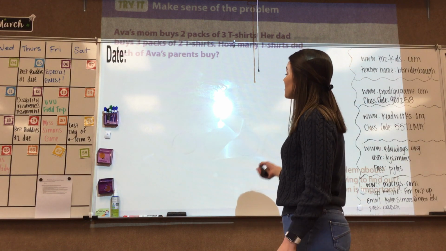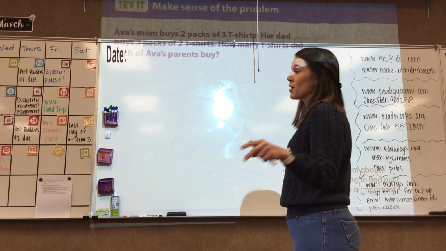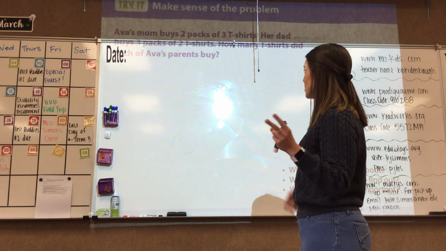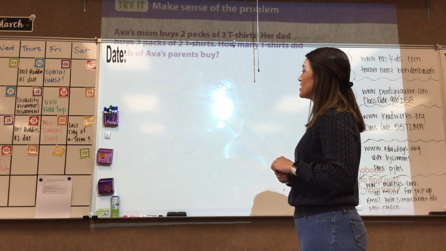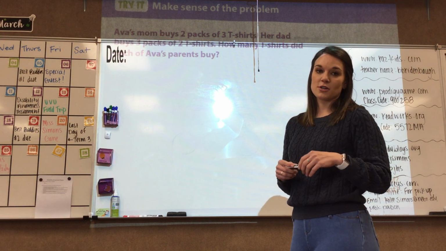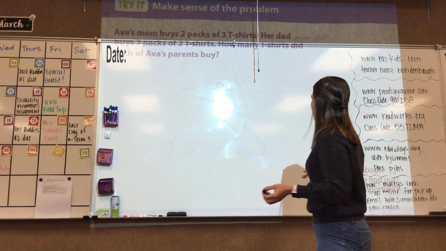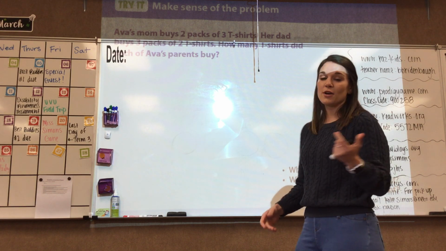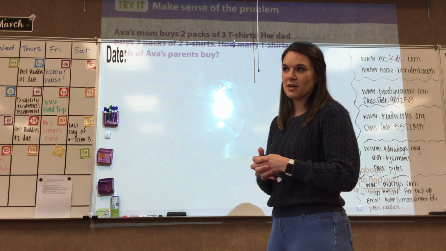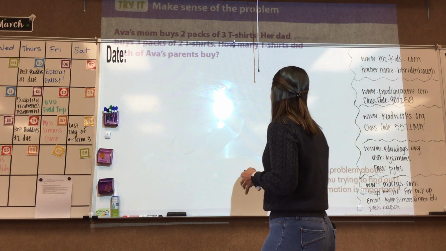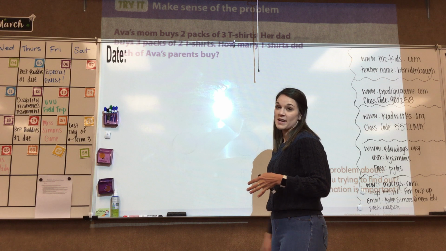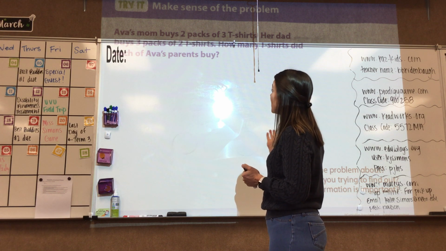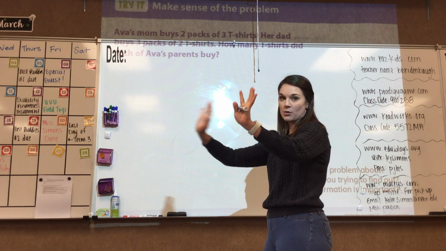All right. Ava's mom buys 2 packs of 3 t-shirts. Her dad buys 3 packs of 2 t-shirts. How many t-shirts did each of Ava's parents buy? Okay, so first of all, we have to look at what the problem is about. The problem is about Ava's mom and dad buying packs of t-shirts, right? And then we're trying to find out how many each of Ava's parents bought separately.